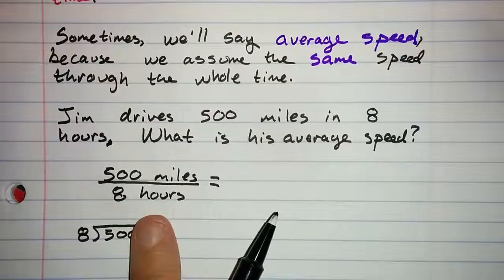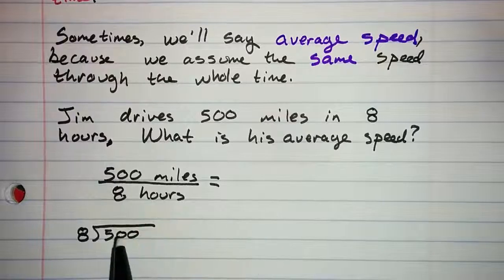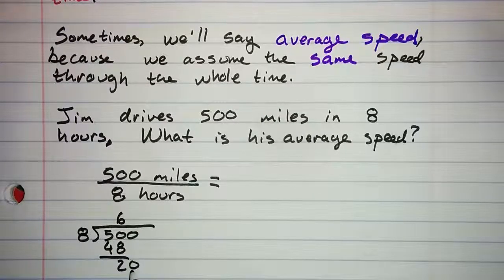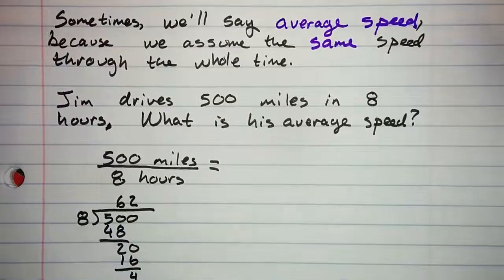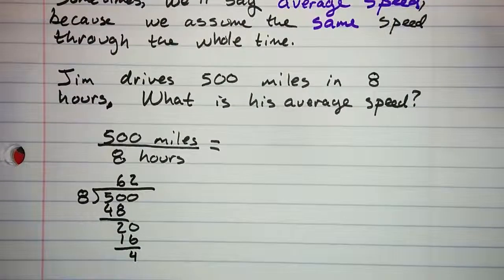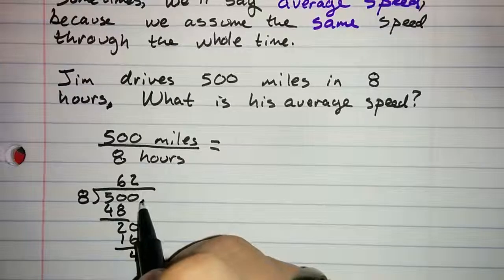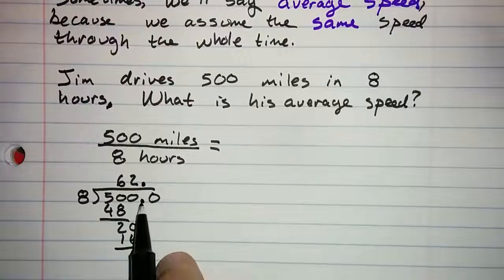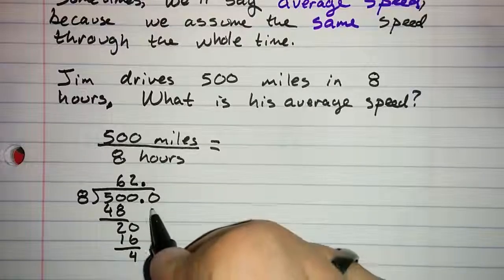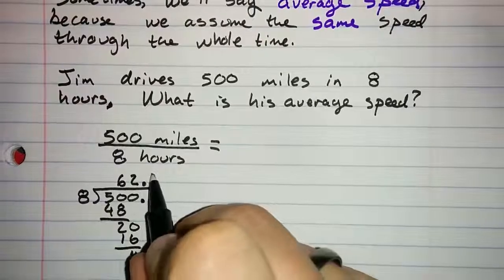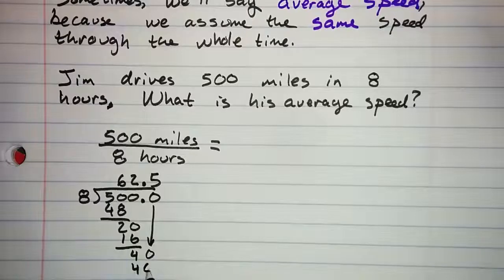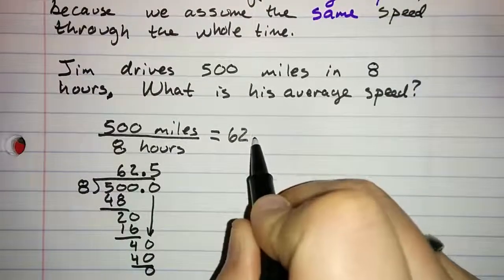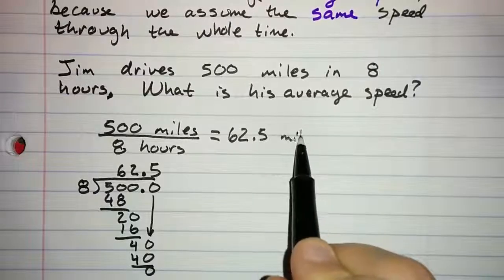8 goes into 5, not at all. It goes into 50 6 times. 8 goes into 20 twice. And let's answer as a decimal just for fun. We'll add a 0.0. Decimal point in our answer is right above the decimal point in our dividend. 8 goes into 40 5 times. Nothing left. So that's 62.5 miles per hour.